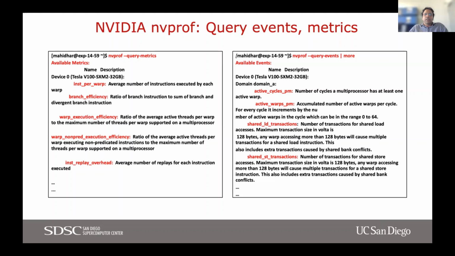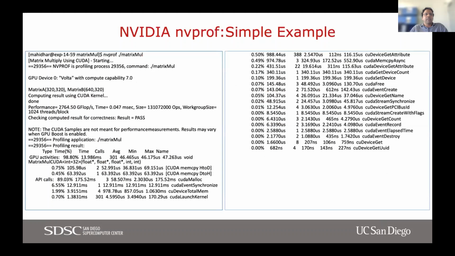Similar things with the query events. You can look at the active cycles, so the number of cycles a multiprocessor has at least one active warp, and some transactional stuff. There's a lot of options there also that you can look at by doing just those query commands.